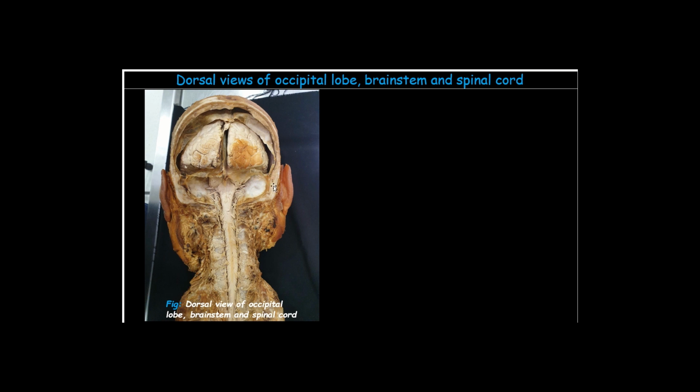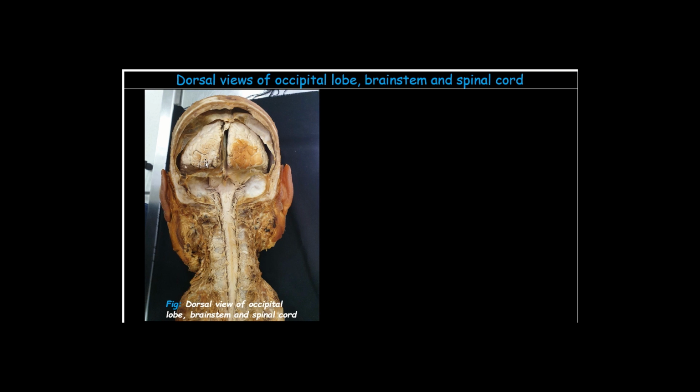fossa. See, the cerebellum has been taken out, and you can actually see the back of the brainstem very clearly over here. In fact, you're looking at the fourth ventricle, the floor of the fourth ventricle over here. Then this area over here, this foramen here, is the foramen magnum, through which the medulla oblongata is going to go down and continue as the spinal cord.